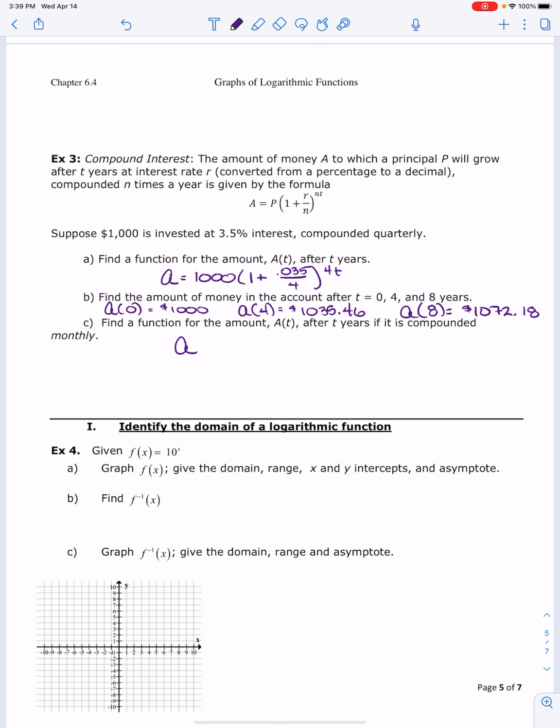All we're doing for C is rewriting this equation to show what it would look like if it were compounded monthly. And we're going to replace our quarterly compounding periods, that 4, with the 12 for monthly.